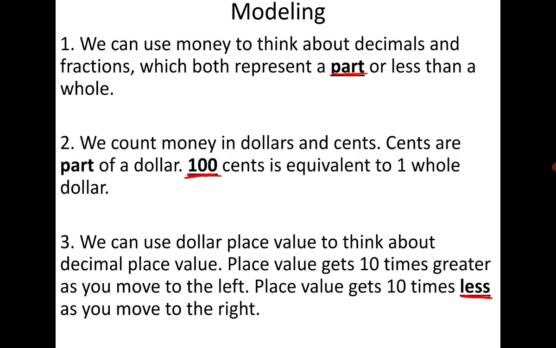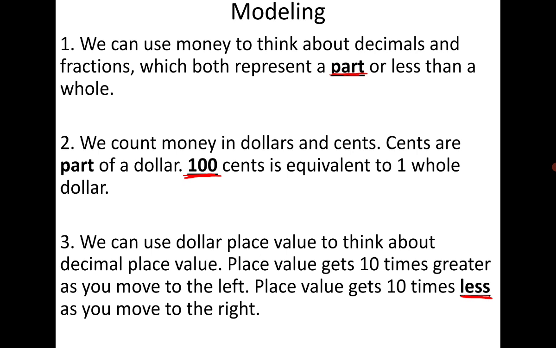We can use money to think about decimals and fractions, which both represent a part of or less than a whole. Remember that we count money in dollars and cents. Cents are part of a dollar. 100 cents is equivalent to one whole dollar. And so that means that anytime we have a cent amount that's less than a dollar, we can think about it in terms of a decimal or a fraction.